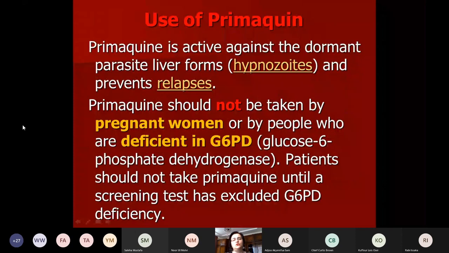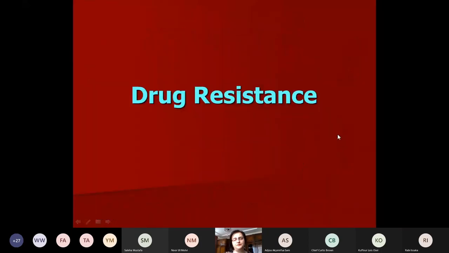Primaquine is active against the dormant parasite liver forms, hypnozoites, and prevents relapses. But what is most important and dangerous: it should not be taken by pregnant women or by people who are deficient in glucose-6-phosphate dehydrogenase, G6PD. Patients should not take Primaquine until a screening test has excluded G6PD deficiency.